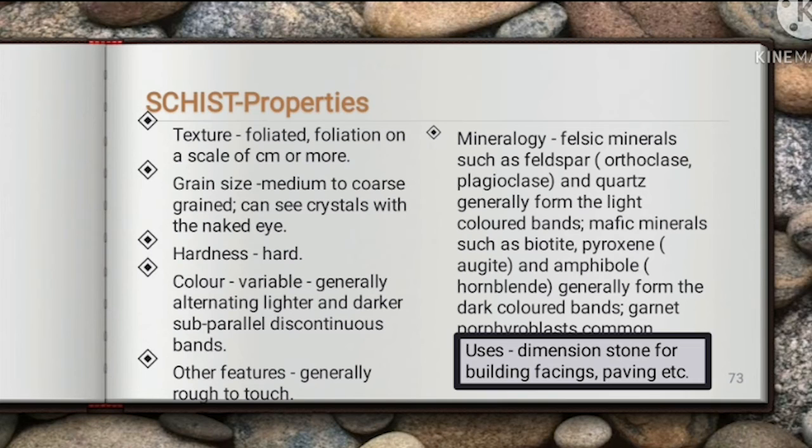Mineralogy. Felsic minerals such as feldspar or orthoclase and plagioclase, and quartz generally form the light colored bands. Mafic minerals such as biotite, pyroxene or augite, and amphibole or hornblende generally form the dark colored bands. Garnet porphyroblasts common. Other features, generally rough. Here are the uses of schist. Dimension stone for building facing, paving, and many more.